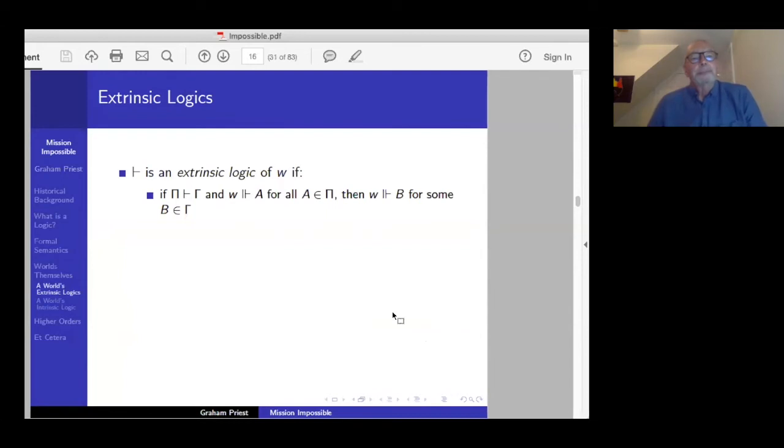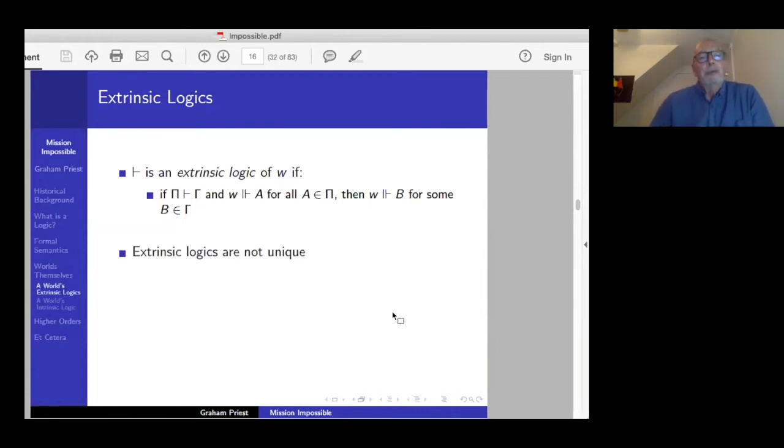All right, so now we do the hard work. First of all, definition. Turnstile is an intrinsic logic of W just if it preserves truth at W. Now, you've seen that definition before, or at least something that looked similar. It means something a little bit different now because we're dealing with an interpreted language, but turnstile is an intrinsic logic of W just if it preserves truth at W. Okay, so far so good.